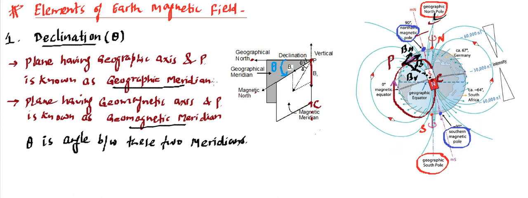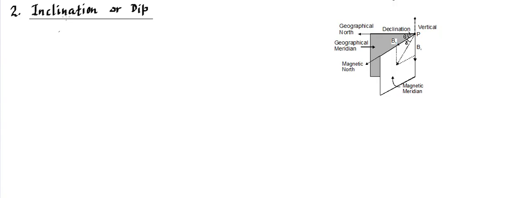Okay, so let's talk about the next magnetic element. The next element is known as inclination or dip, and it is denoted by delta. So this delta is indicating the dip or inclination. Now let's consider the same figure back. In this figure we have understood that this plane, which is of some dark color, is the geographic meridian, and the one which is of this white color is the magnetic meridian, and this angle is the declination, that is theta.